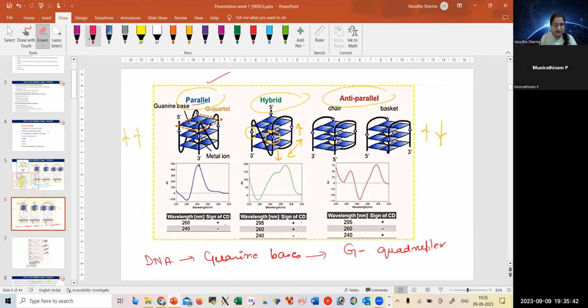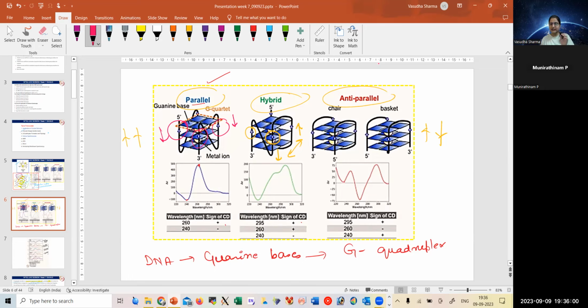If your 5' arrow is down, 3' arrow is also down, and here again it is down, right? So if all the groups are facing in the same direction, that will give you parallel geometry.